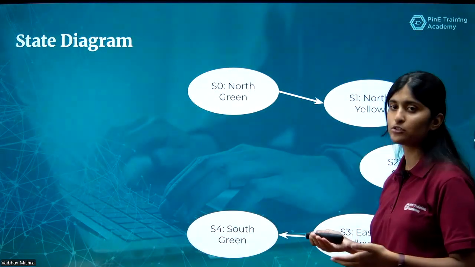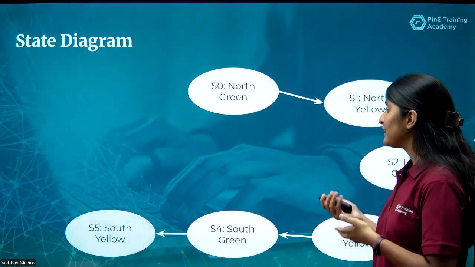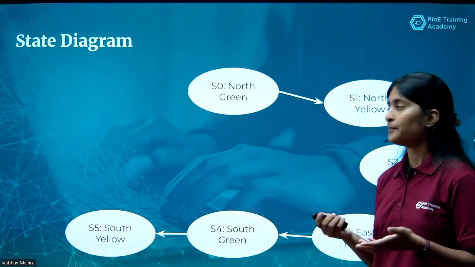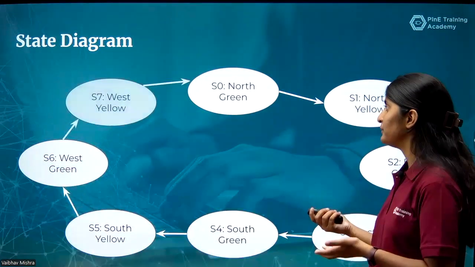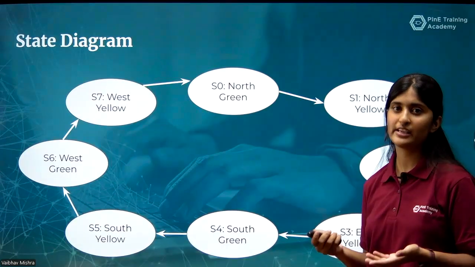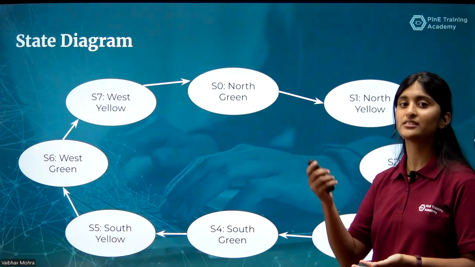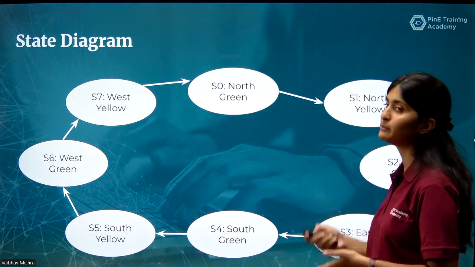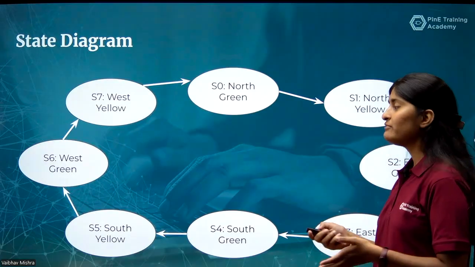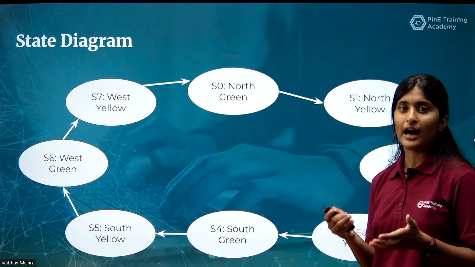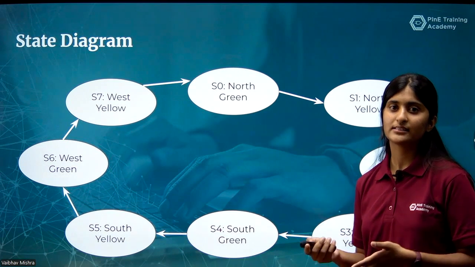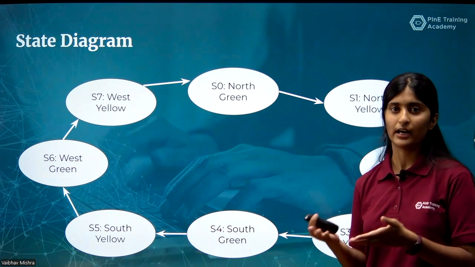After that, the south will be green, then south will be yellow. Similarly, the west will be green and then west will be yellow. After the west is yellow, it will again enter to its initial state where the north will be green again. Meanwhile, during these yellow and green signals, all the other directions will be displaying red signals.